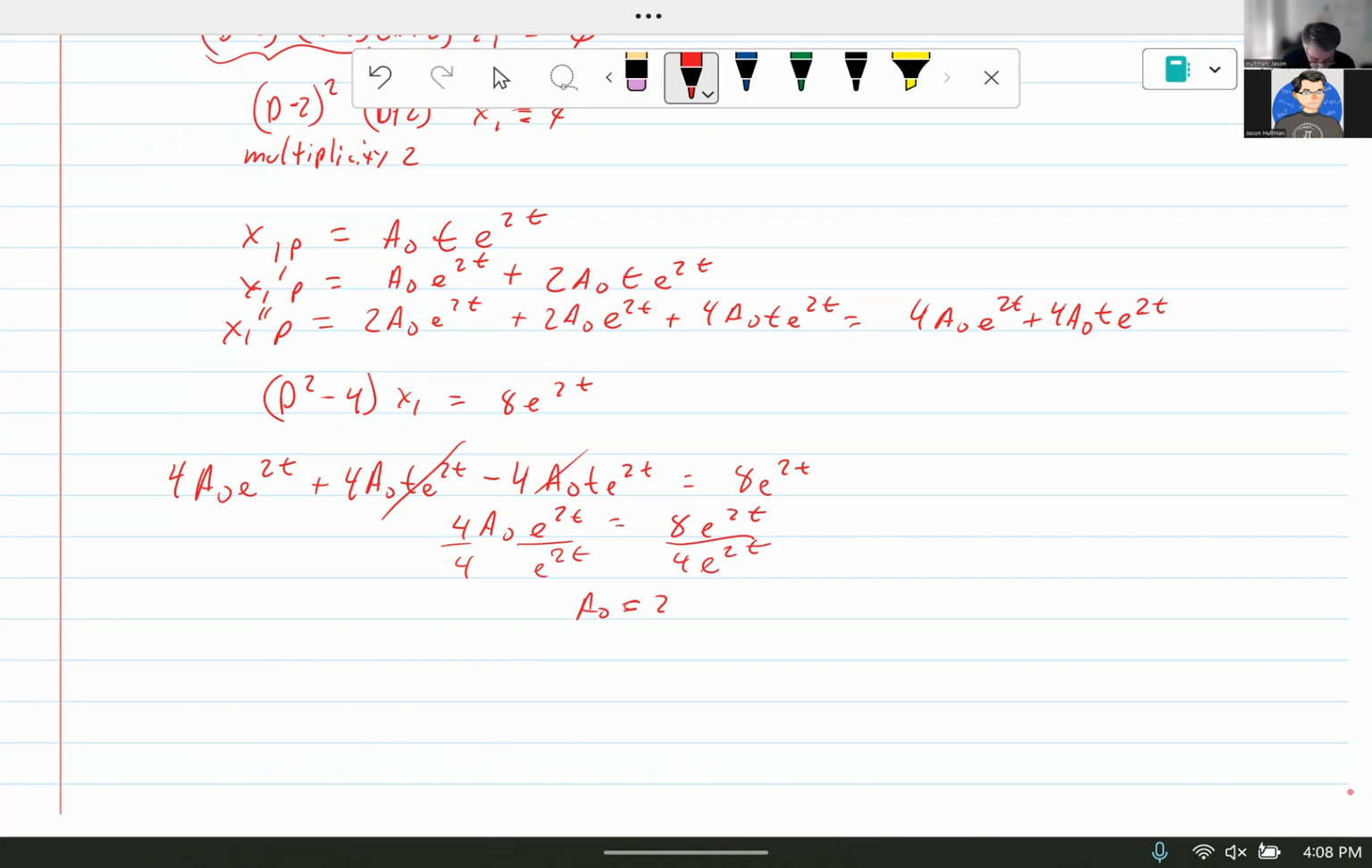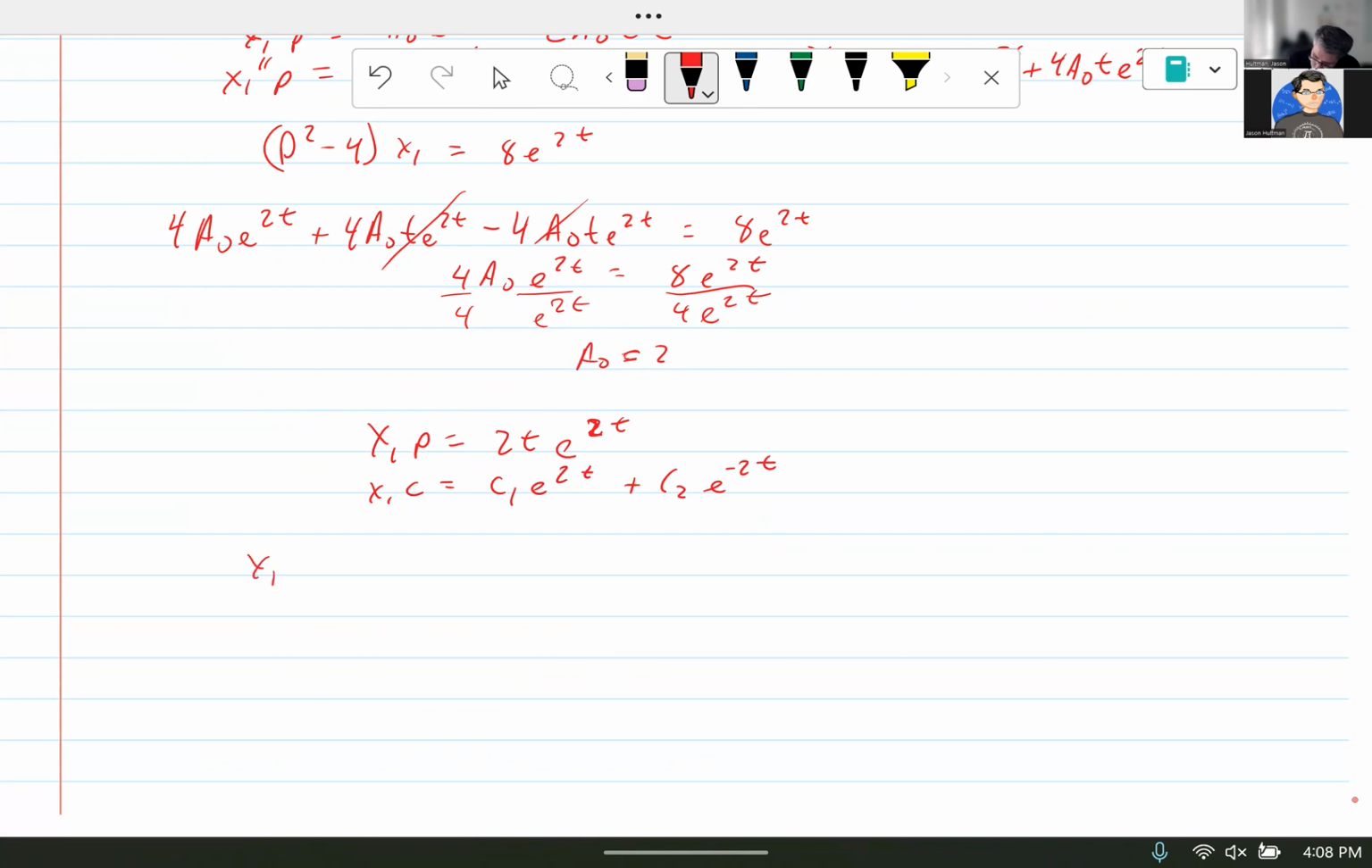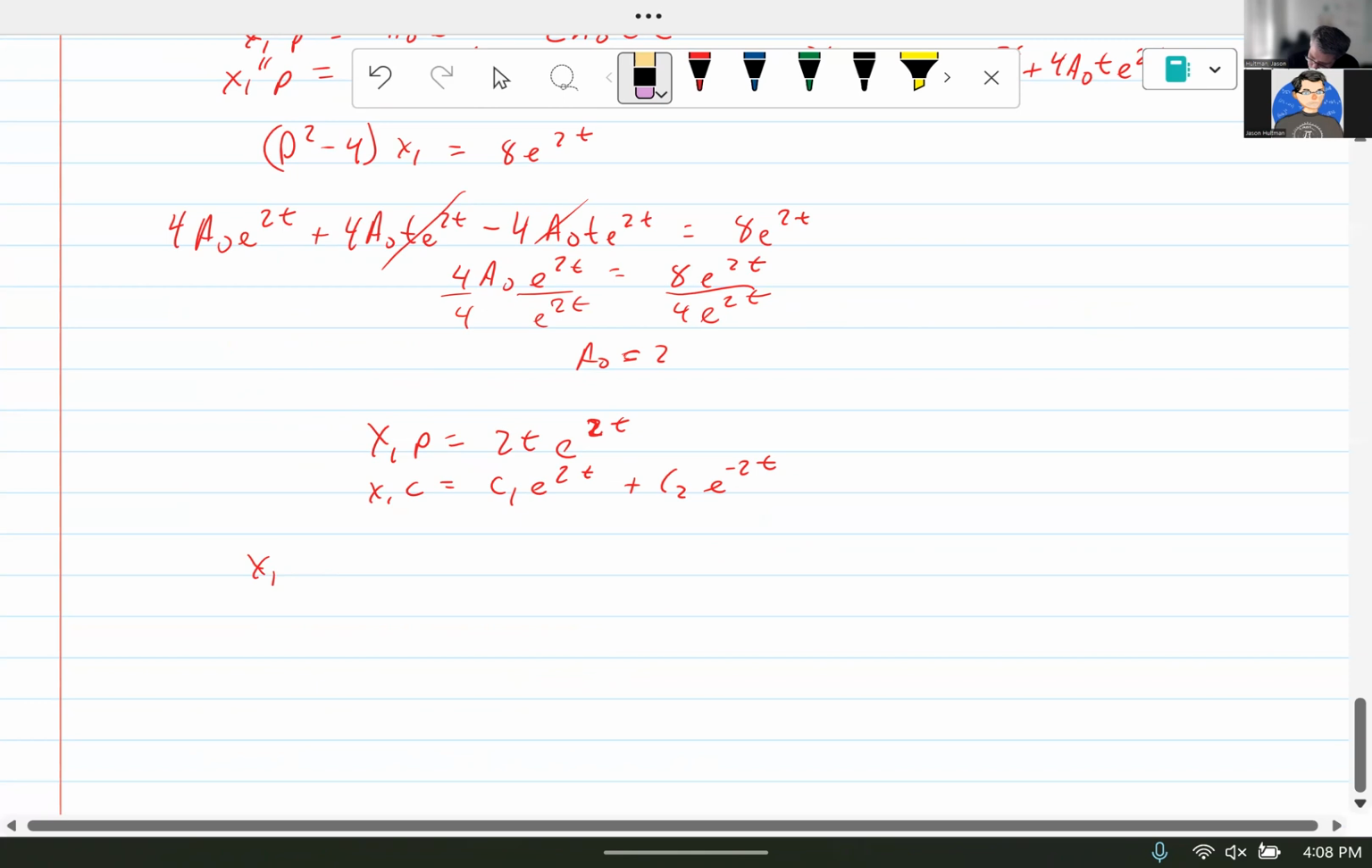Okay, so my particular solution is x1p is equal to 2t e to the 2t. So that's x1p. So what was our x1c? My x1c was c1 e to the 2t plus c2 e to the negative 2t. So let's plug this all together. So x1 of t, we'll just call that x1 right now, is equal to c1 e to the 2t plus c2 e to the negative 2t plus 2t e to the 2t.